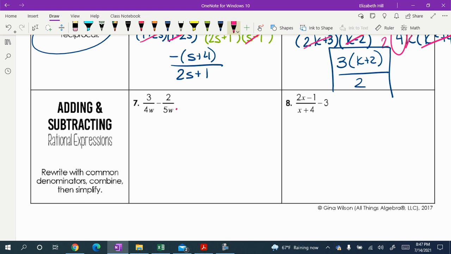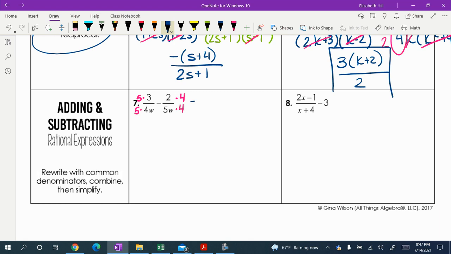So if I go ahead here and I multiply the numerator and denominator by 4, and then I take over here multiply it by 5, this is going to give us a common denominator of 20w. I didn't do anything with the w. I could if I wanted to, but this will give me the least common denominator versus just a common denominator.